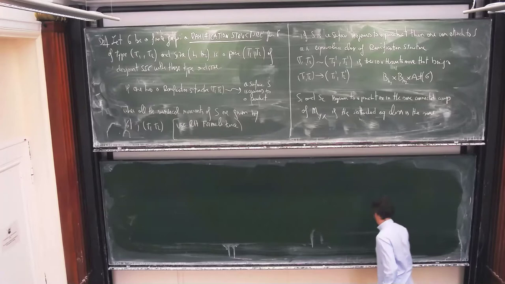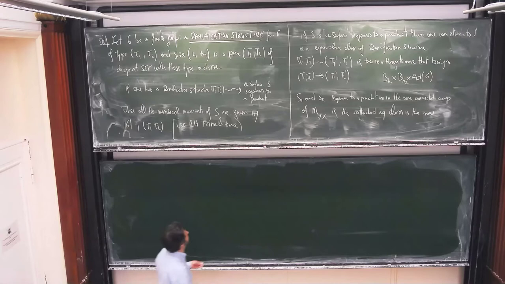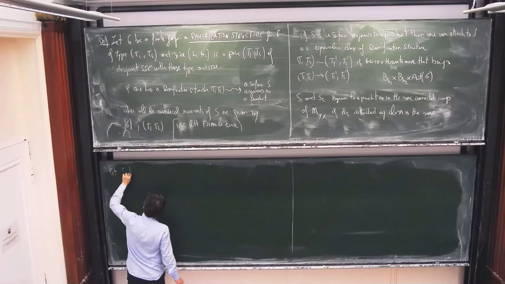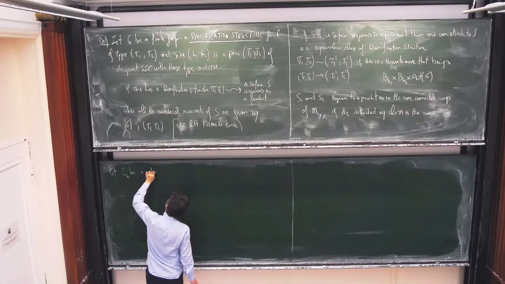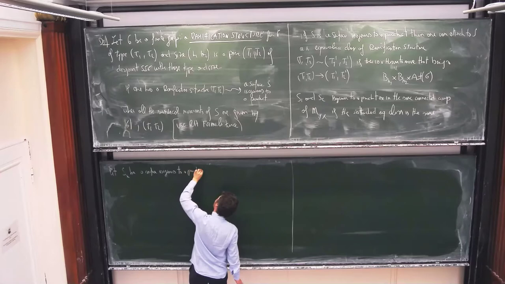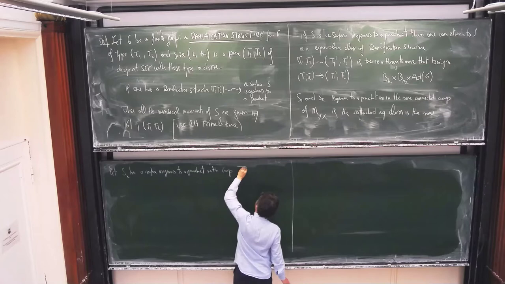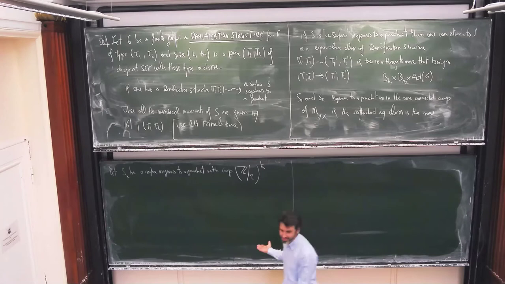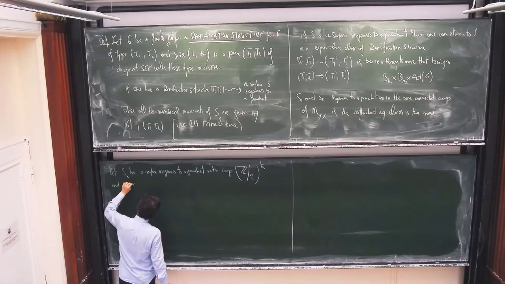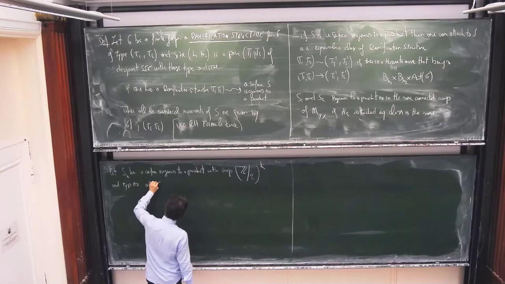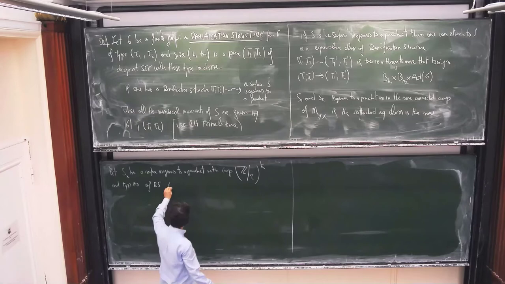So which are the surfaces we consider? Let S_k be a surface isogenous to a product with group Z mod 2 to the k. Then the branching types of the ramification structure cannot be anything else than a bunch of twos, because all the elements are of order two. So we have some twos here and some twos here. But how many?